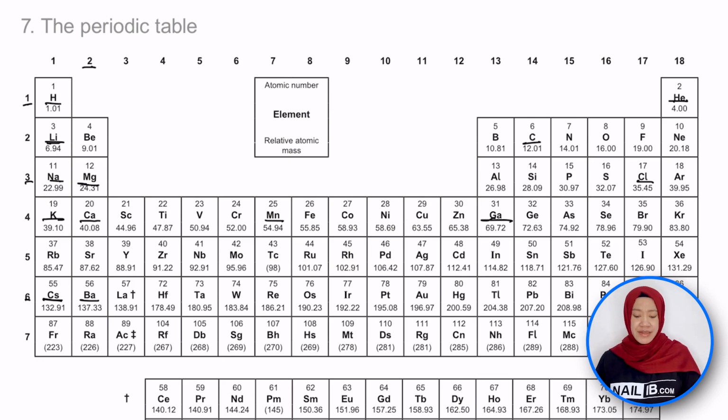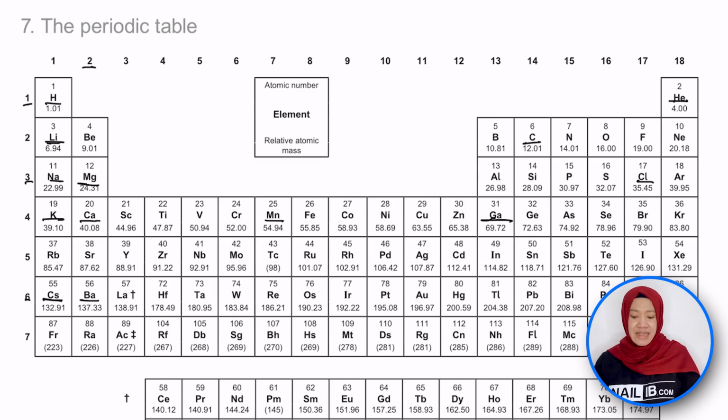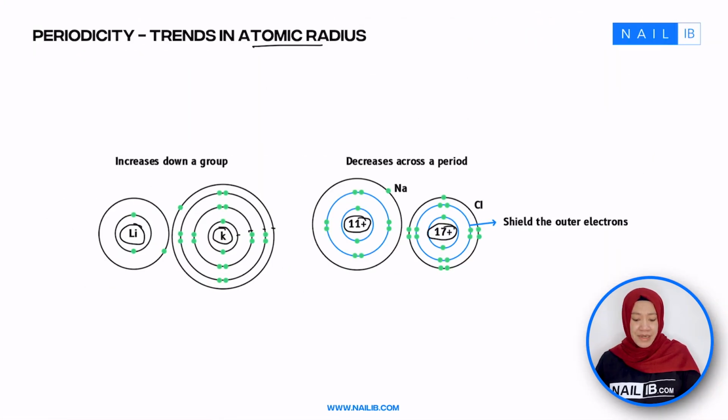And what about across a period? Okay, so here is Na and this one is Cl. Na and Cl come from the same period, which is period 3. So they will have the same number of shells, right? Cl has 3 shells, and Na also has 3. Look at here. But why is the Cl atomic radius smaller? Look at the proton number. Cl has a proton number of 17 and Na is only 11. So the charge is also different, right?